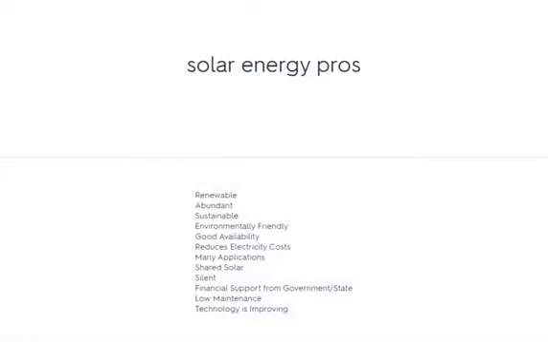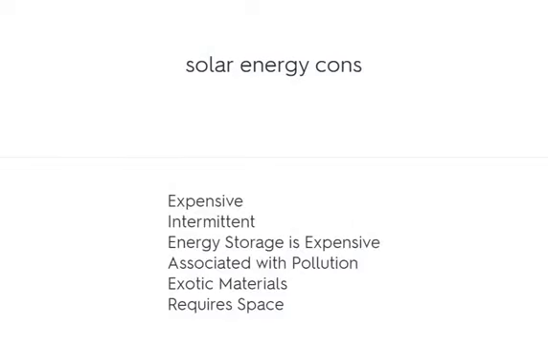Renewable, abundant, sustainable, environmentally friendly, good availability, reduces electricity costs. Many applications. Shared solar. Financial support from government. Low maintenance. Technology is improving. Solar energy cons. Expensive. Intermittent. Energy storage is expensive, associated with pollution. Exotic materials, requires space.